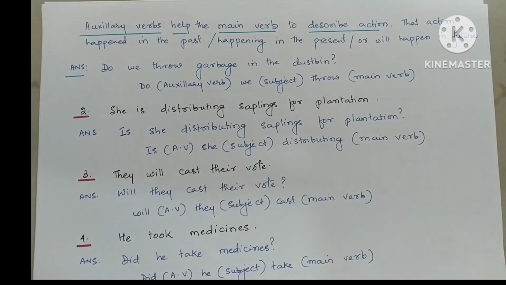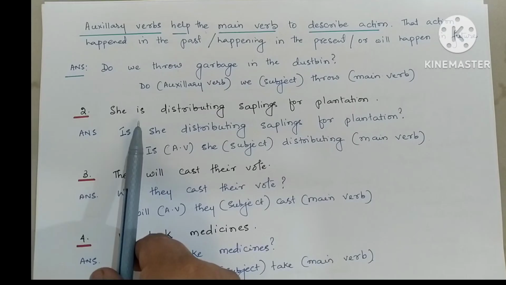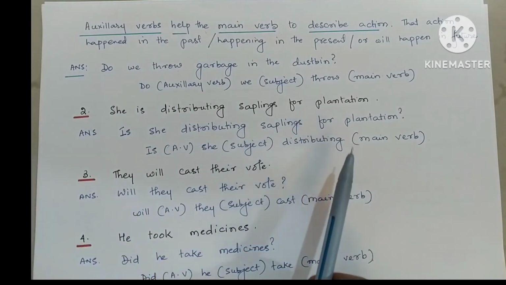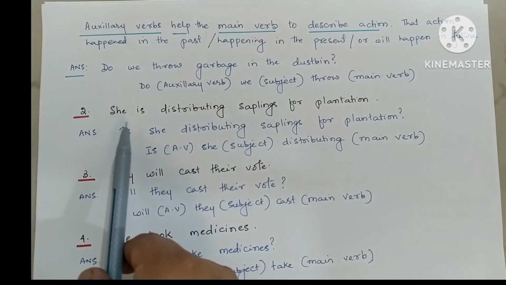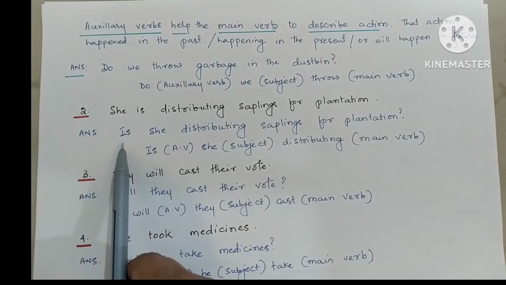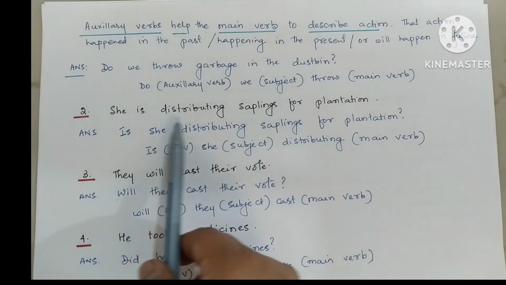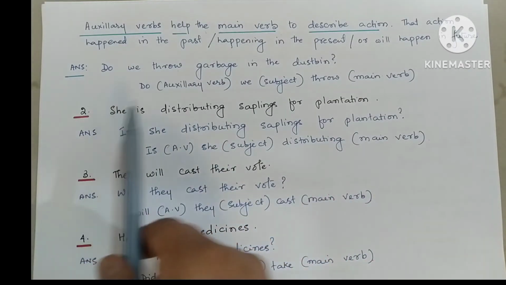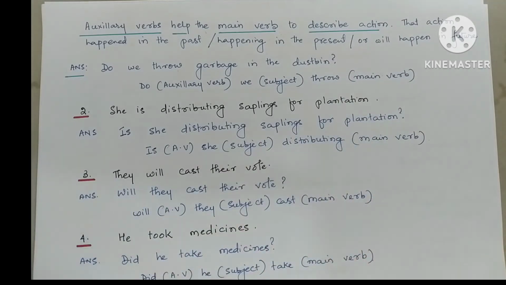Question mark. Number 2. She is distributing saplings for plantation. Now what is the auxiliary verb over here? Auxiliary verb is. So the answer will start with the auxiliary verb followed by the subject. Who is the subject over here? She. So is she. Now the subject has to be followed by the main verb. Which is the main verb? Distributing. So is she distributing saplings for plantation? Question mark. I hope it is clear, children.